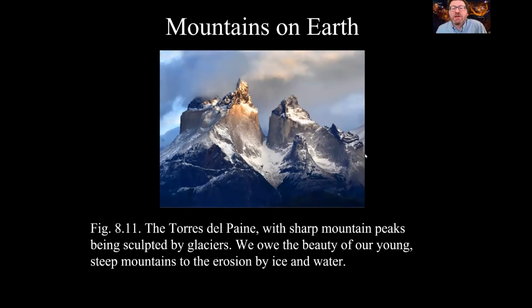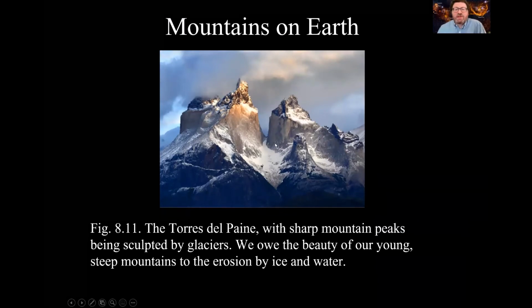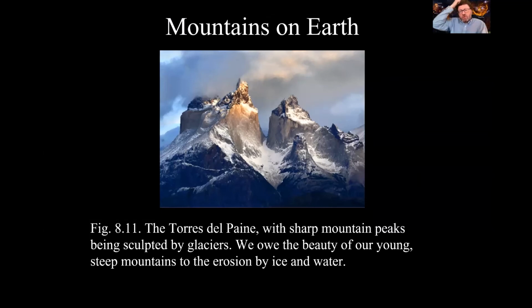Here's a mountain range with these sharp mountain peaks. These have been sculpted by glaciers. We'll talk a little bit about how the Earth can go through ice ages, where large portions of the Earth can be covered by ice. And ice is very powerful. It pushes up against rocks. It can cut into those rocks and form these sharp features like you see here.